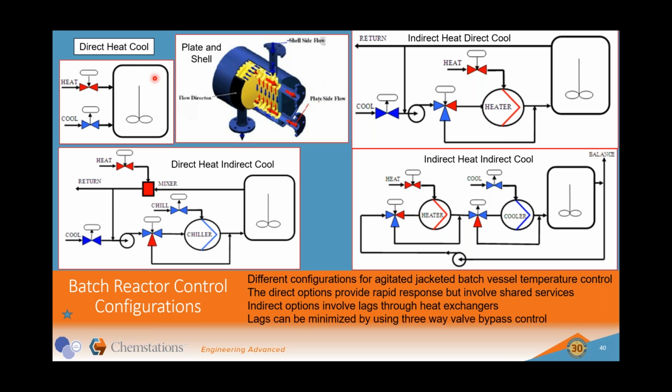That's the simple direct heat cool that you do. This one here is indirect heat, direct cool. So what I'm saying here is we've got direct cool this way, and then you've got indirect heat this way via a three-way valve. And then this one is direct heat, indirect cool. So in this case, we've got the chiller. And then here, we've got indirect heat, indirect cool.